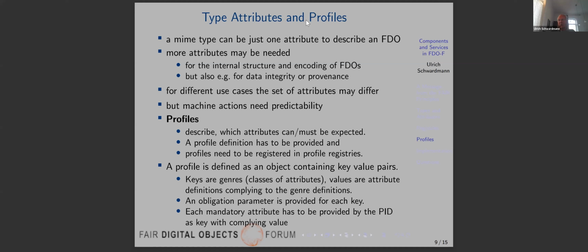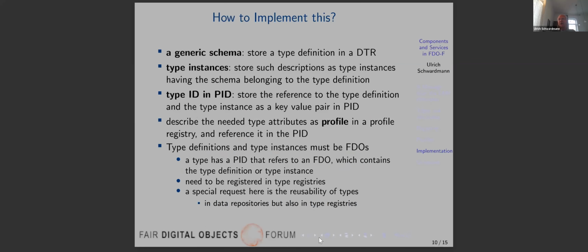Obviously, mandatory attributes are mandatory. They have to be provided, and a machine can expect that there is a value for them. How to implement this? The generic schema is to store a type definition in a DTR. Type instances are key value pairs.